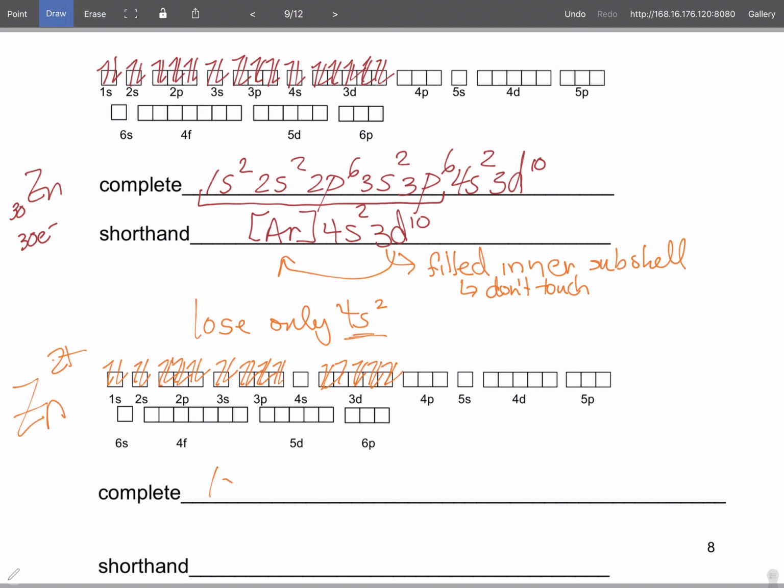So our configuration now would be 1s2, 2s2, 2p6, 3s2, 3p6, and then 3d10. If zinc is 2 plus, that means it has 28 electrons. So 2, 4, 10, 10, 28. So that's 28 electrons. The shorthand is still the argon core, because this is the argon core now, but we have the 3d10.